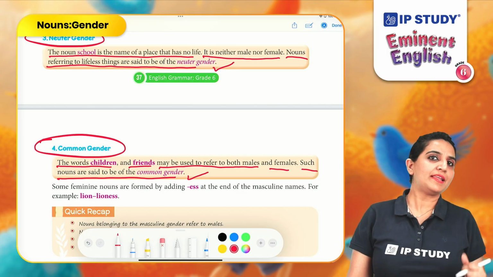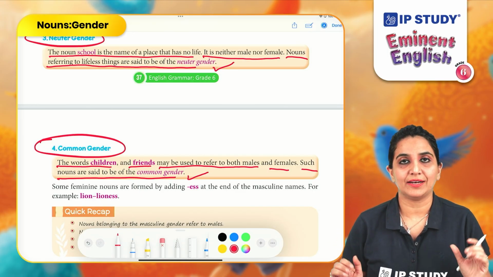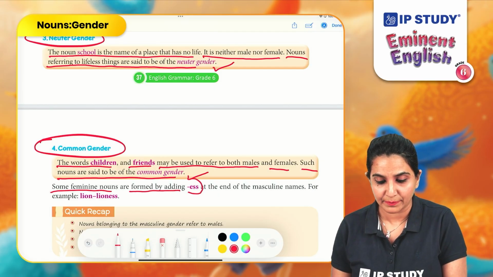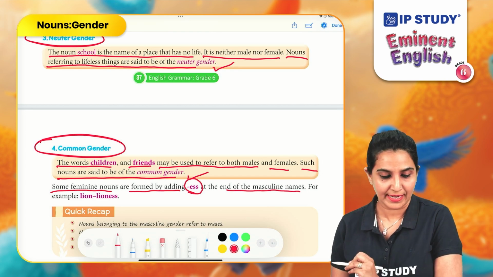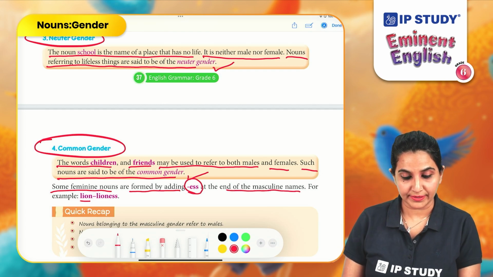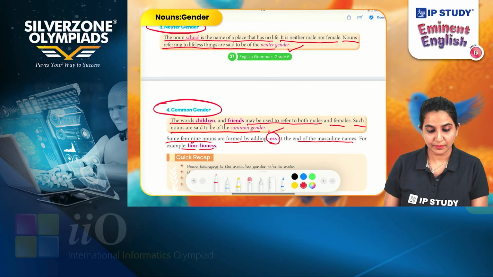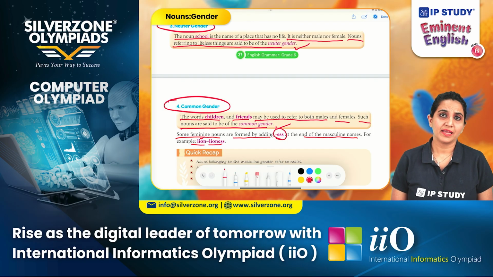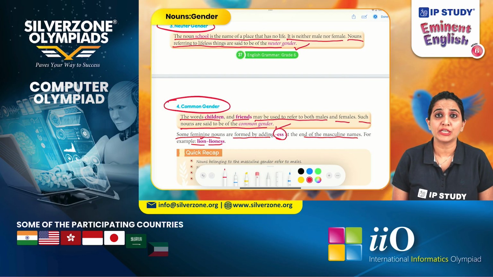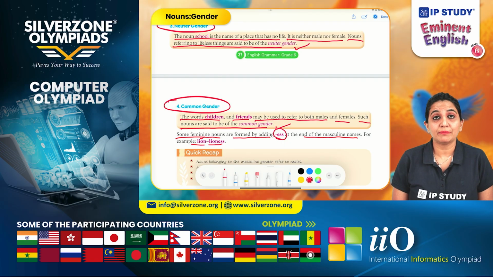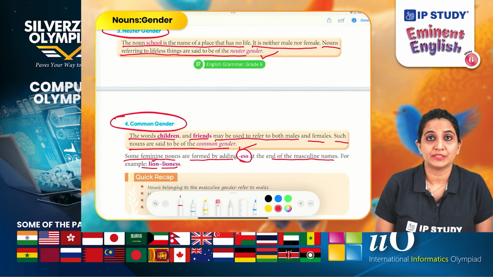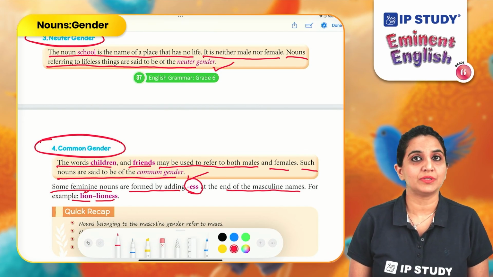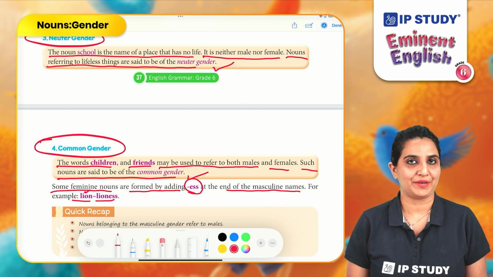Now, there are some spelling rules that we apply to these nouns. Some feminine nouns are formed by adding ESS at the end of the masculine names. For example, lion, lioness. Lion belongs to the masculine gender, whereas lioness belongs to the feminine gender. Sometimes we need to change the masculine gender to the feminine gender. In this scenario, we simply add ESS to the masculine gender and we get a feminine gender.